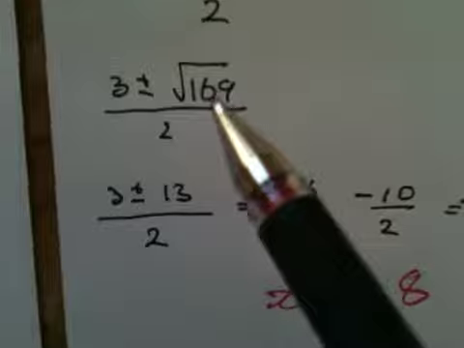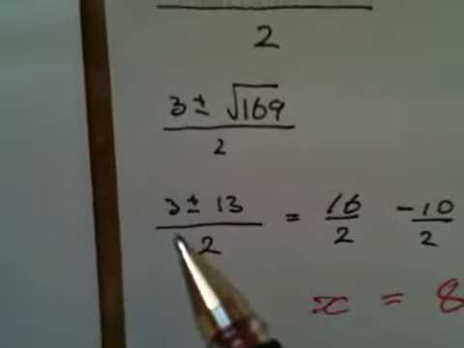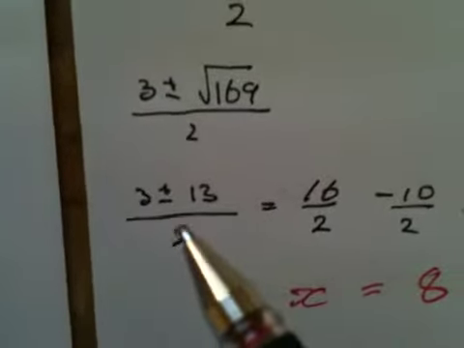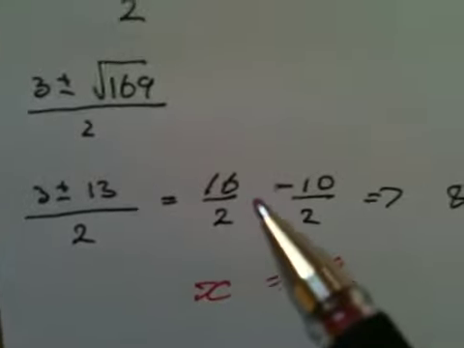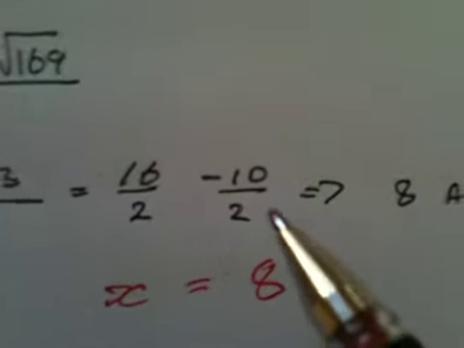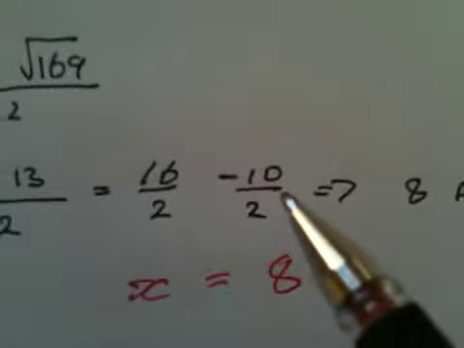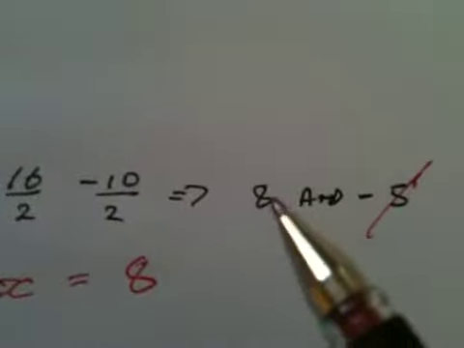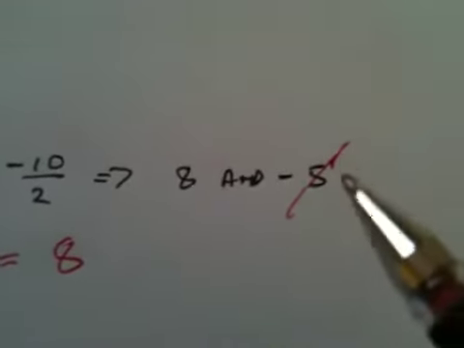I can take the square root of 169 and it's 13. So it's 3 plus or minus 13 all over 2. I can simplify that more. That's 16 divided by 2 and minus 10 divided by 2. Simplify further. That gives me 8 and minus 5.